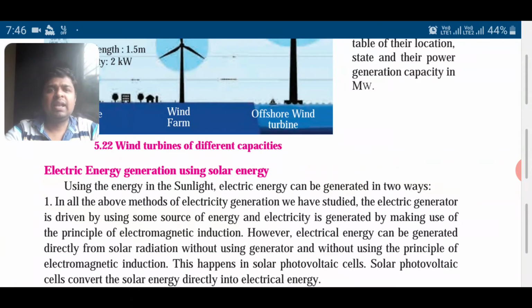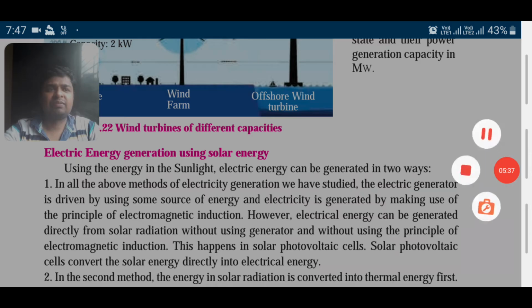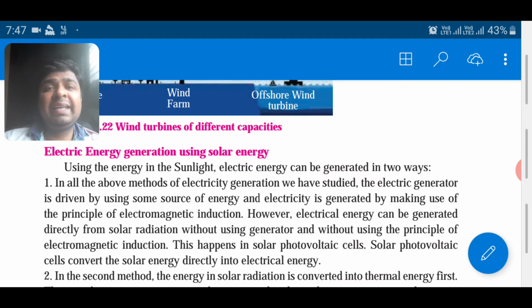Then electricity generation using solar power. Now solar energy is the ultimate source of energy for us. Whatever we have learned till now, we have used electromagnetic induction. We rotate the turbines with a source of energy, either by flowing water, or by wind, or by steam, or by gas.